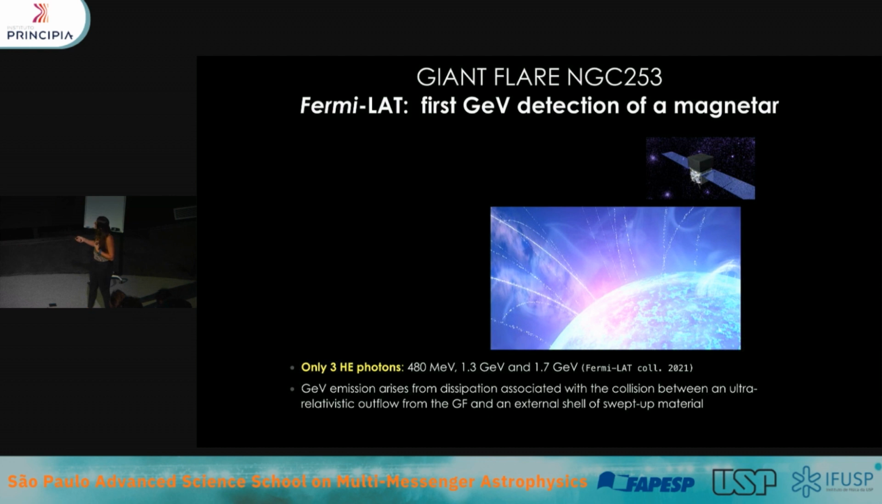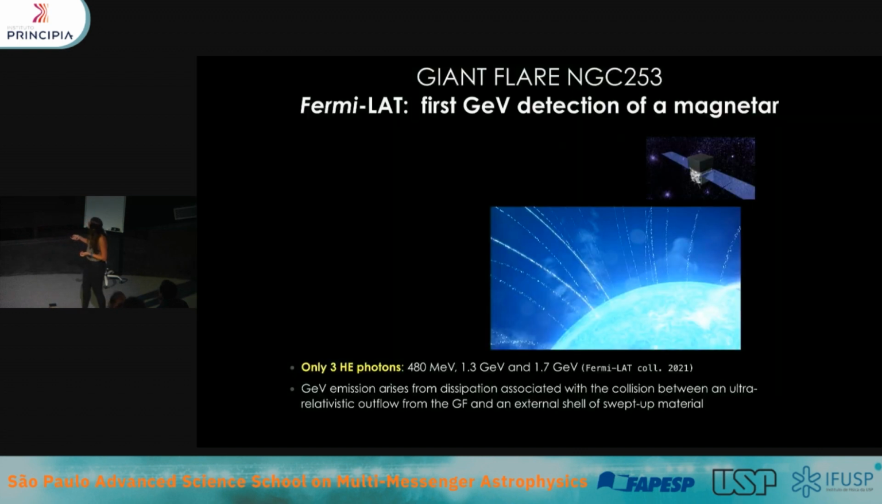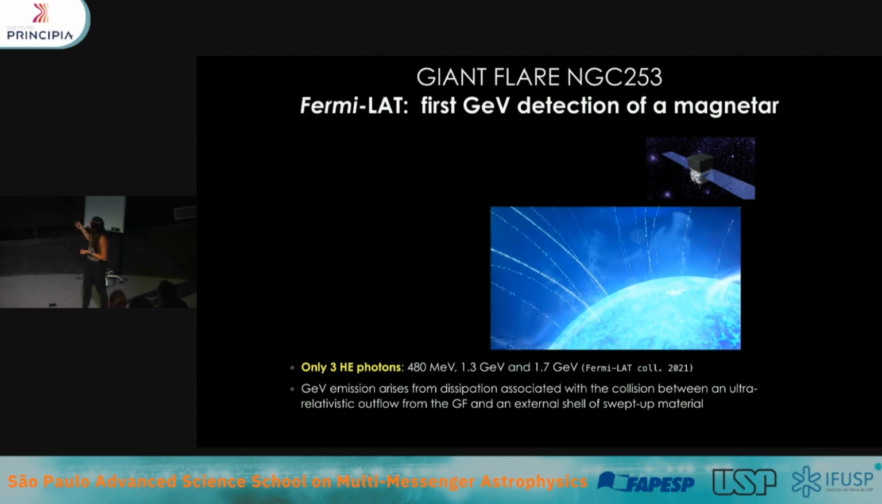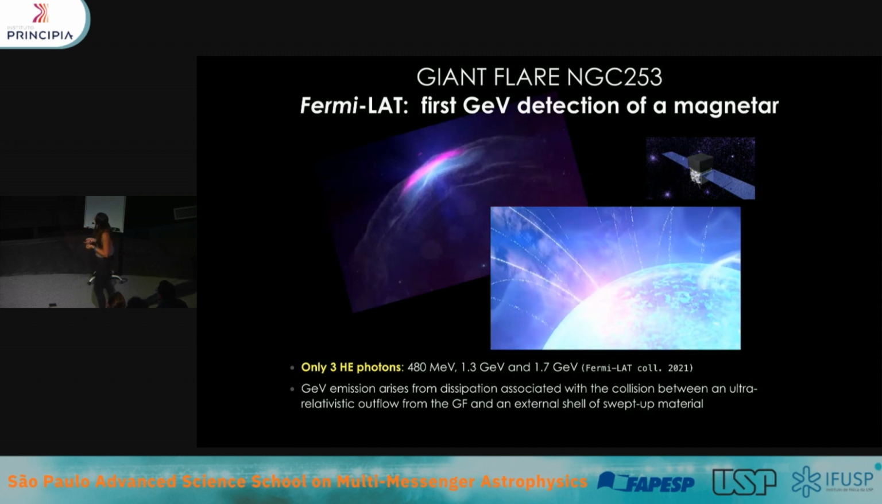So they think that the emission comes from the dissipation. So they think that there is some material next to the magnetar from other previous outbursts, etc., and that this emission comes from these relativistic outflows that interact with that material. Well, in the paper, of course, with three photons, you cannot obtain much of a spectrum or whatever, but it was already a really cool result. The idea is that you have this outflow, and then it shocks, and this is what they measure.